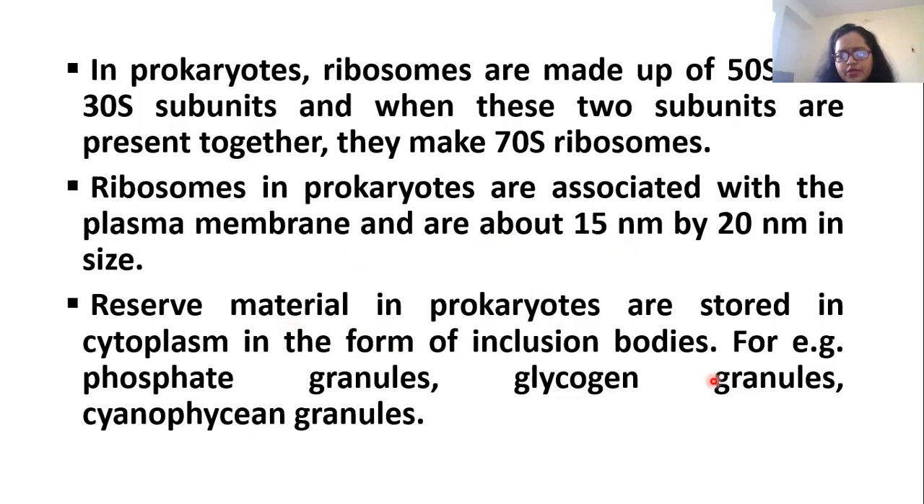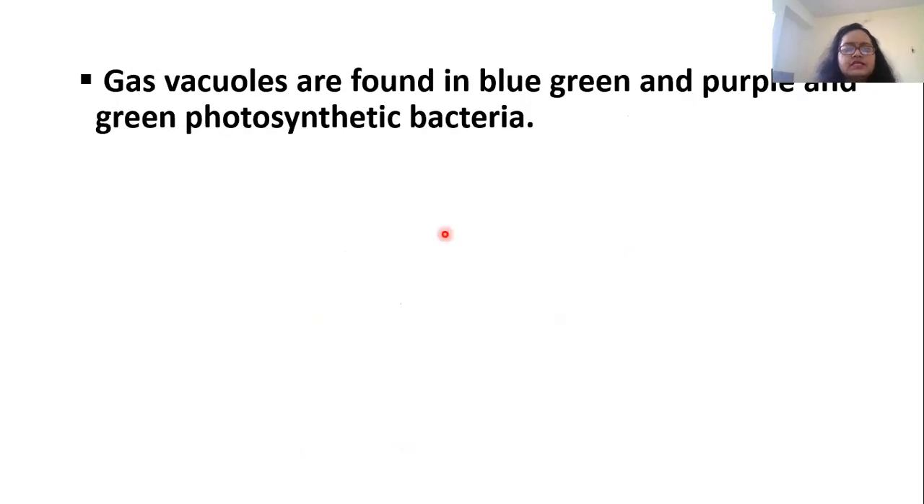Reserve material in prokaryotes is stored in the cytoplasm in the form of inclusion bodies, for example, phosphate granules, glycogen granules, and cyanophycean granules. So some reserve material is also there inside prokaryotic cells, and they form the inclusion bodies. Gas vacuoles are found in blue-green and purple and green photosynthetic bacteria. So in those cases, gas vacuoles are also present. So this is all about the prokaryotic cell.